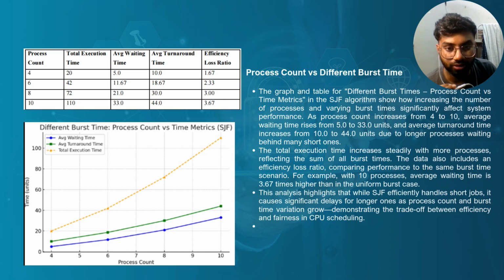The data also includes an efficiency loss ratio, comparing performance against the same burst time scenario. For example, the 10 process average waiting time is 3.67 higher than the uniform burst case. This analysis highlights that while SJF efficiently handles the short jobs, it causes significant delays for longer ones as process count and burst time variation grow, demonstrating the trade-off between efficiency and fairness in CPU scheduling.